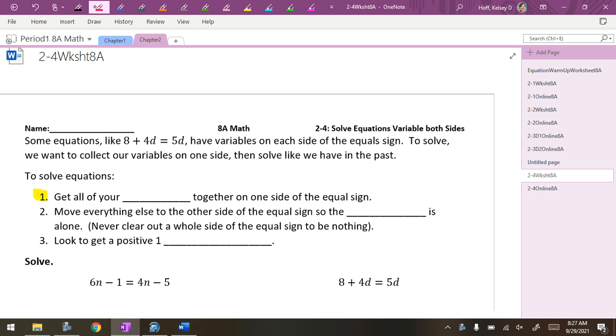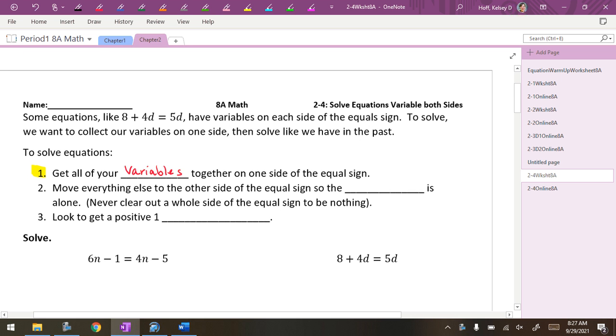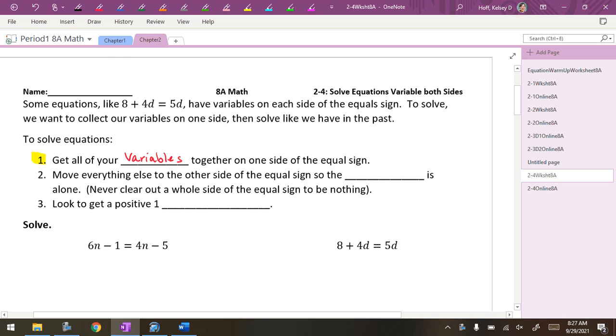Step number 1 is to get all of your variables together on one side of the equal sign. We will use addition or subtraction for this. That very first step will always be addition or subtraction. Then, now we're right to where we were before. Move everything to the other side of the equal sign.